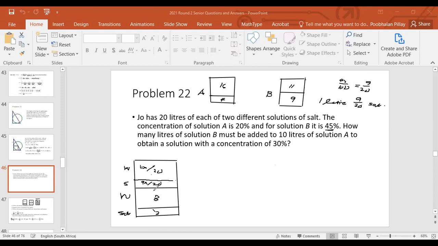That gives us the equation. The total amount of salt in this liquid is 9x over 20 plus the 2 that was there originally. And the amount of liquid is, originally we had 10 liters and we added X liters from B, so the total amount of liquid is 10 plus X. Now this is equal to 30%. 30% is 3 over 10.